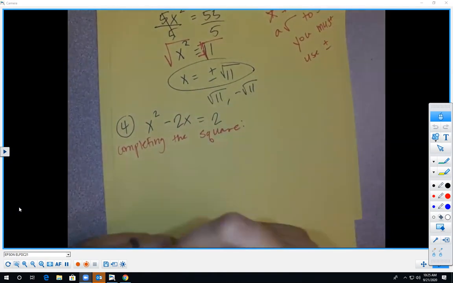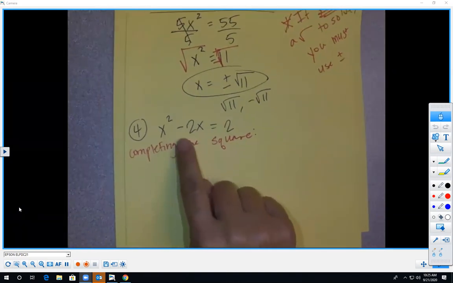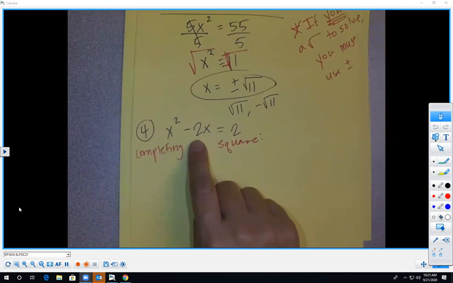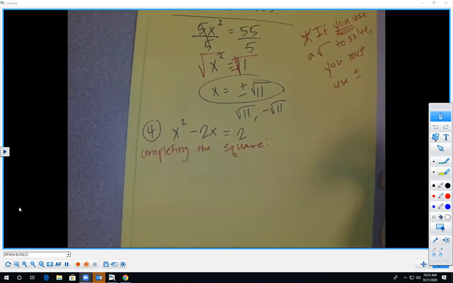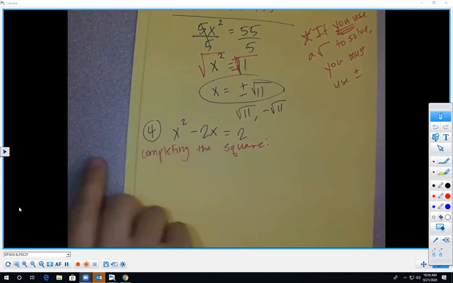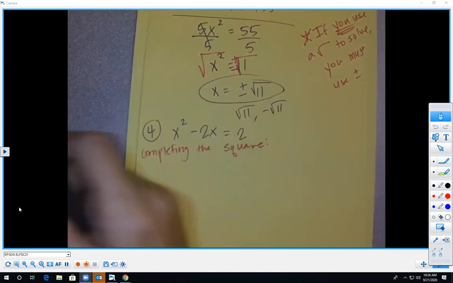Okay, to solve by completing the square, basically what we're trying to do is make the left-hand side here, x squared minus 2x, factor into a perfect square, into x plus or minus something with a square on the outside. Once we have it factored like that, we can just take the square root of both sides and solve it. So I have to add this perfect number in there to make it work.